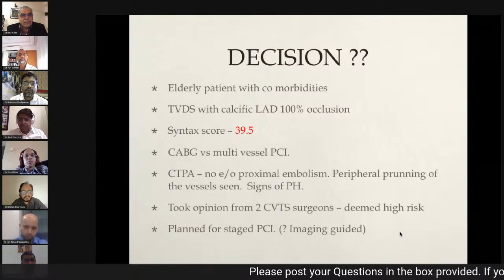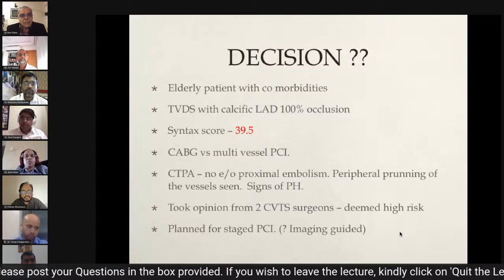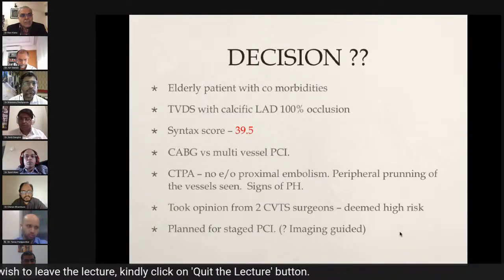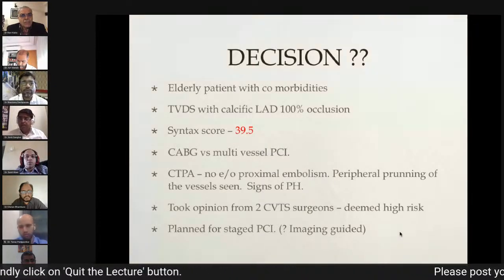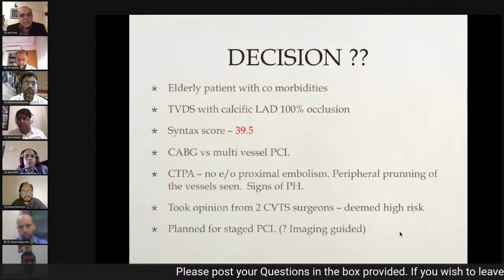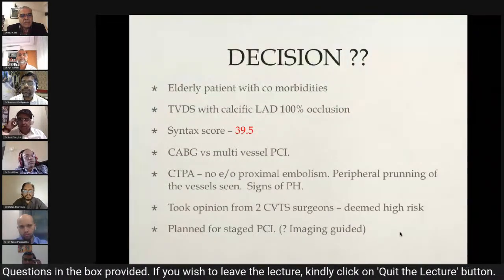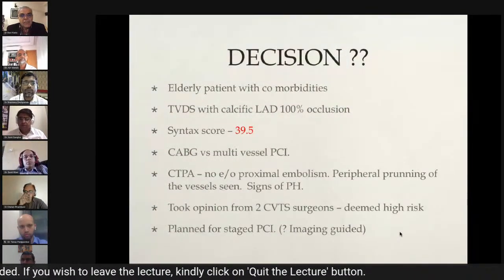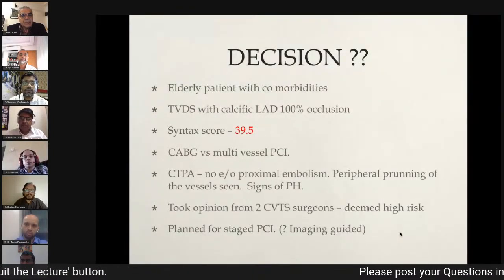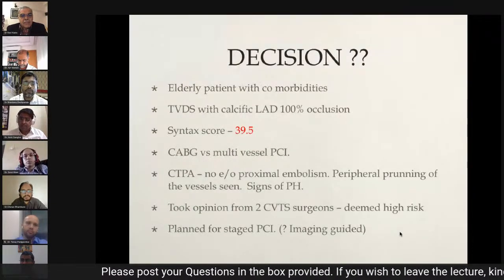Now, in view of the lung issues and the residual PH, he went to two cardiac surgeons, but both of them said he was at a high risk for a procedural complication. They didn't refuse surgery, but they said it's going to be a high risk procedure, so the patient was scared, and he came back for an opinion whether we can do a PCI. After explaining everything to the patient, we decided to take him up for a staged angioplasty because there was too much to do in a single sitting.